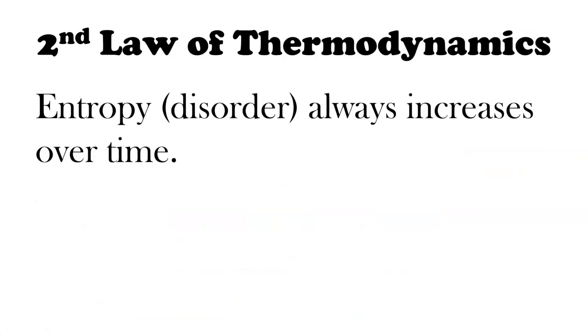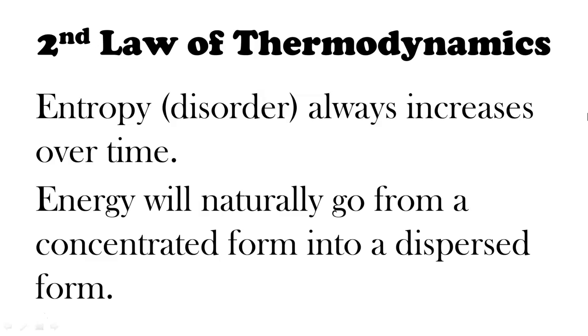So this moves us into the second law of thermodynamics, which says that entropy, which is another way of saying disorder, or you could also say chaos, always increases over time. So entropy is actually a measurement of the amount of disorder within a system, and it refers to the fact that energy will spread out or disperse as the system progresses.